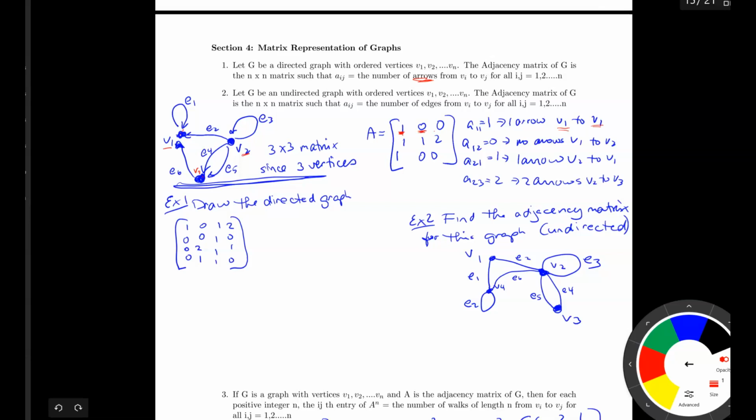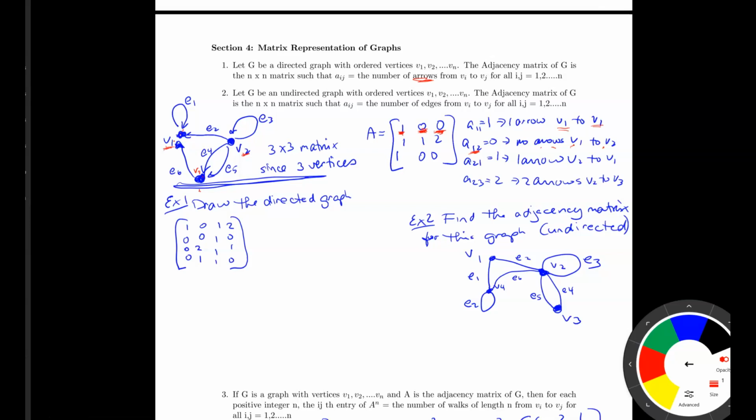A1,2, this is the number 0 because there are no arrows from V1 to V2. So notice there's V2 to V1, but there are no arrows from V1 to V2. That's why this is a 0. This is a 0 also. So this would be A1,3. There are no arrows from vertex 1 to vertex 3.